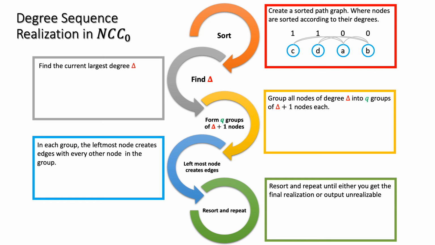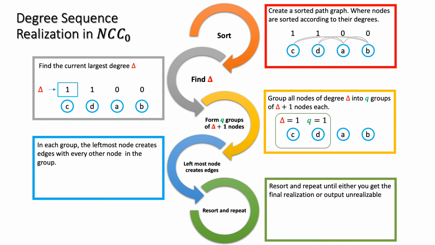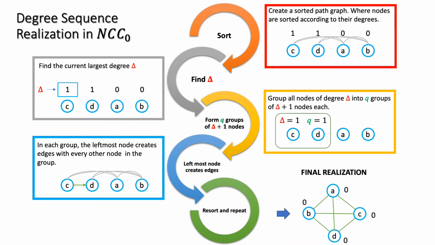Now we have two nodes of degree 1. The largest degree is 1. We get one group of two nodes. So all we need to do is connect C to D by sending the ID of C to D. The realization is, unsurprisingly, the 4-node clique. Notice that Havel-Hakimi took care of the needs of one node in each phase. Our algorithm takes care of multiple nodes simultaneously each phase. Additionally, notice that the maximal degree delta decreases by at least 1 in each phase.